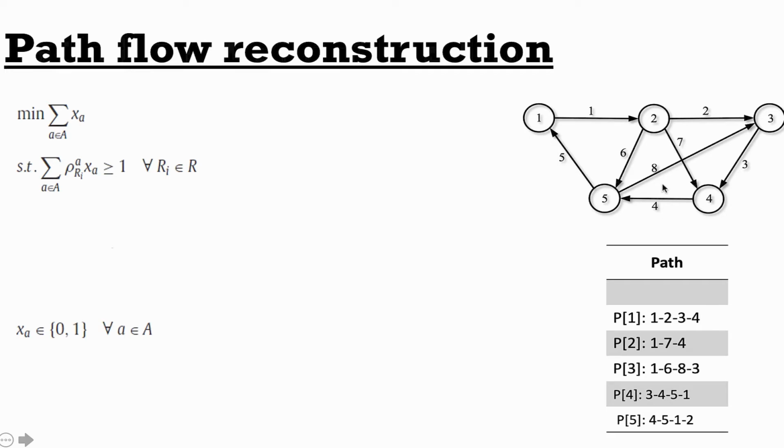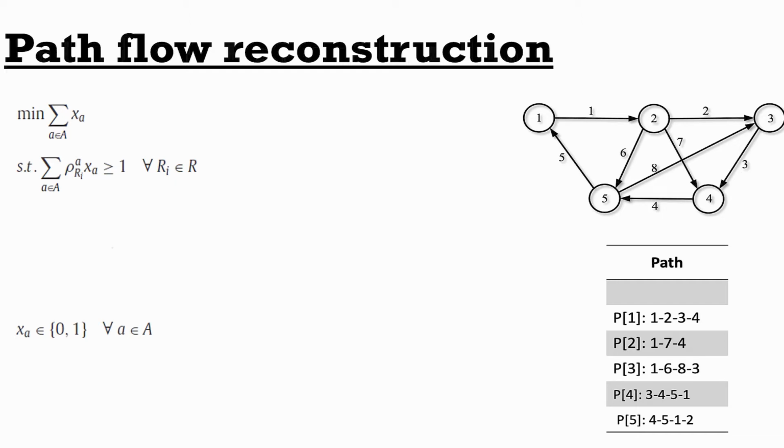Let's focus on this toy example. In this toy example, we have a graphical network which is directed, and by directed I mean the links in the network have direction. We also have 5 nodes in this network, 1, 2, 3, 4, 5, and also we have 8 directed links. As you can see, the number of links are also mentioned on top of the links.